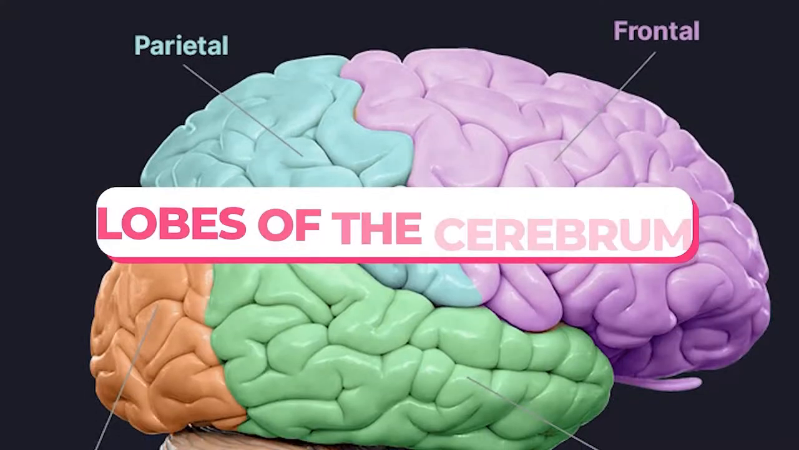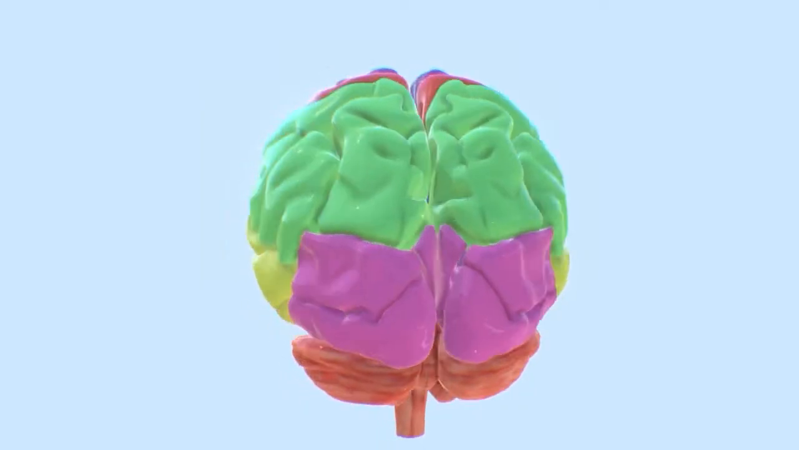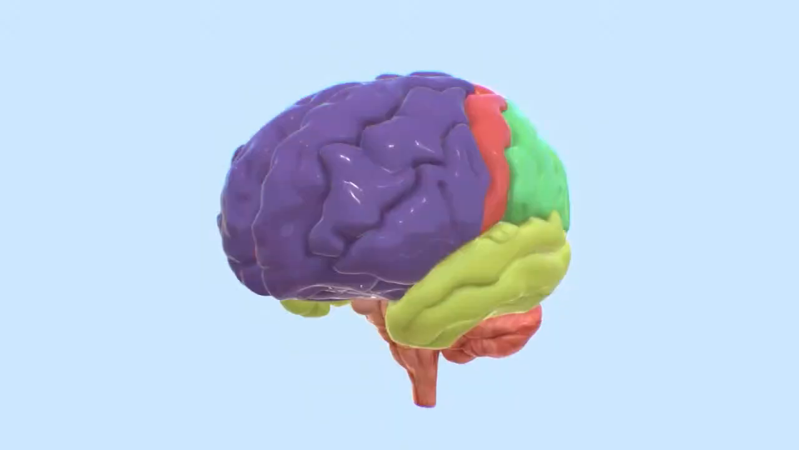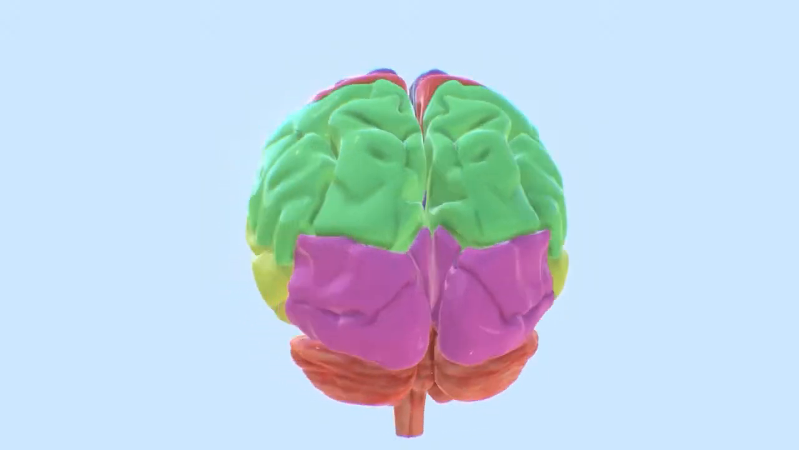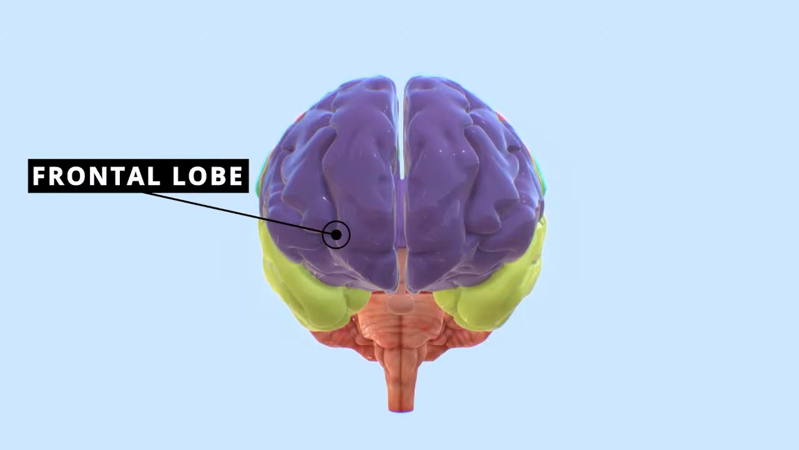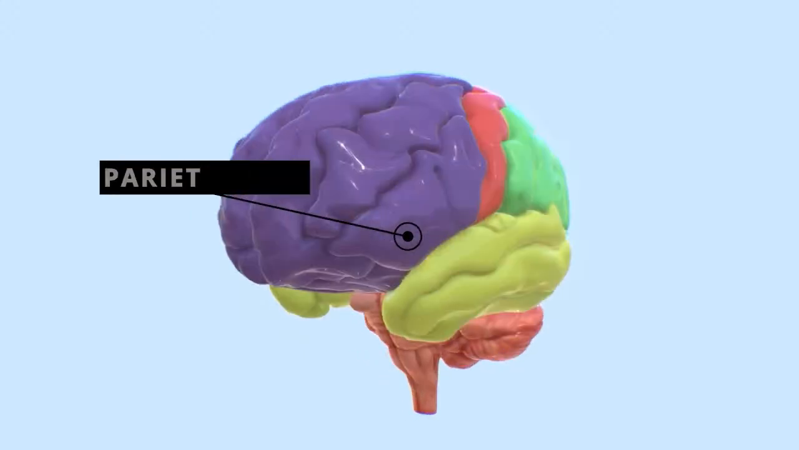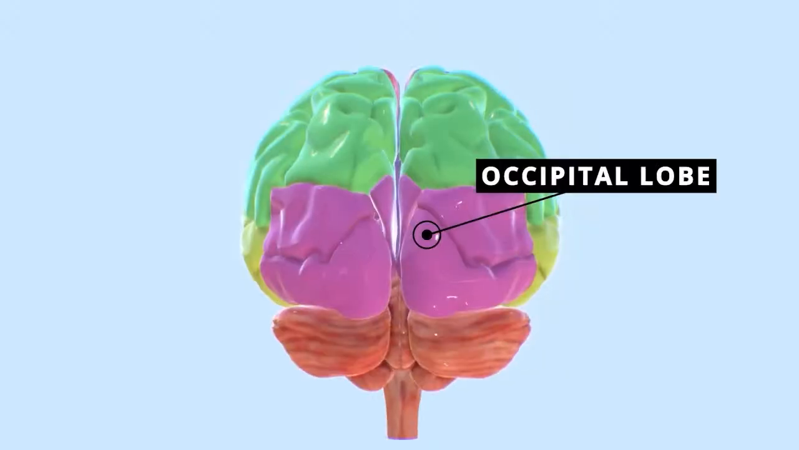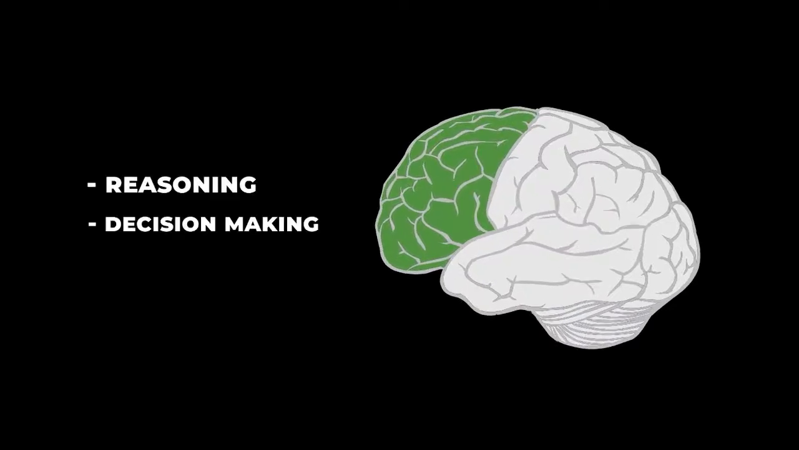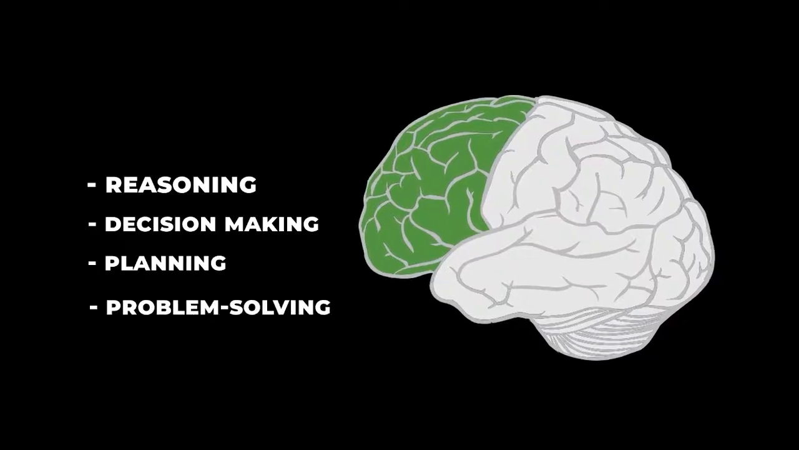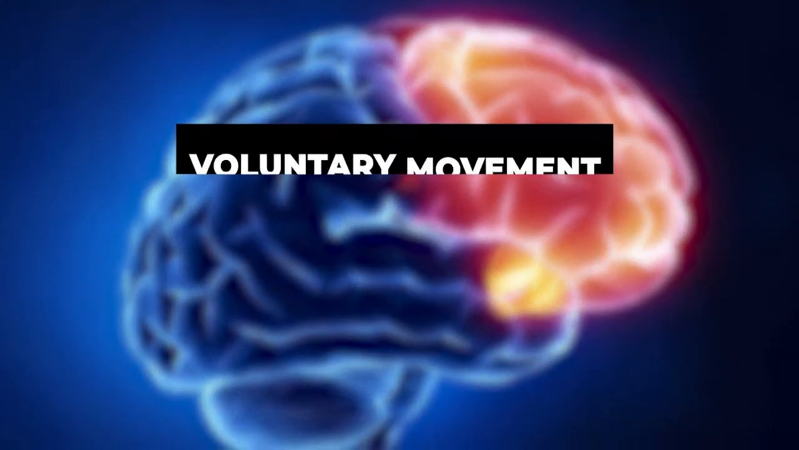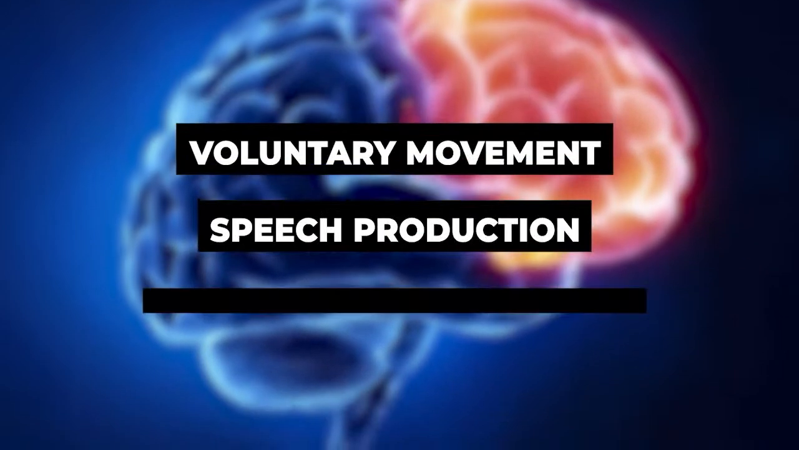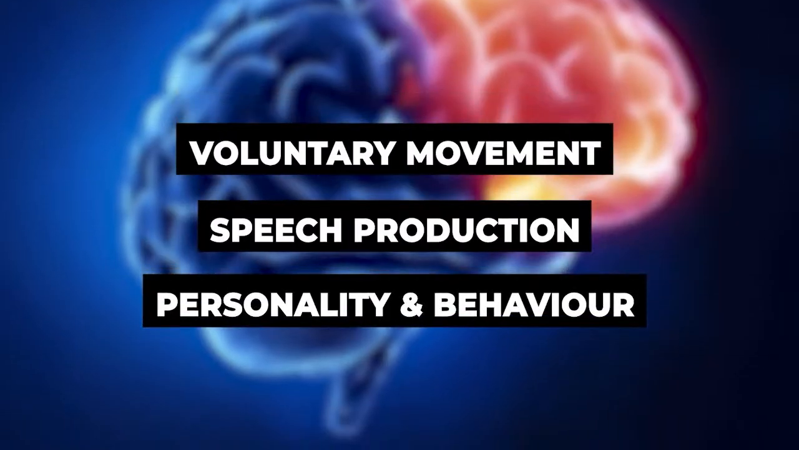Lobes of the cerebrum. The cerebral cortex, the outer layer of the cerebrum, is divided into four main lobes. Frontal lobe. Parietal lobe. Temporal lobe. Occipital lobe. Frontal lobe. Located at the front of the brain, it's responsible for executive functions such as reasoning, decision-making, planning, and problem-solving. It also oversees voluntary movement, speech production, and aspects of personality and behavior.